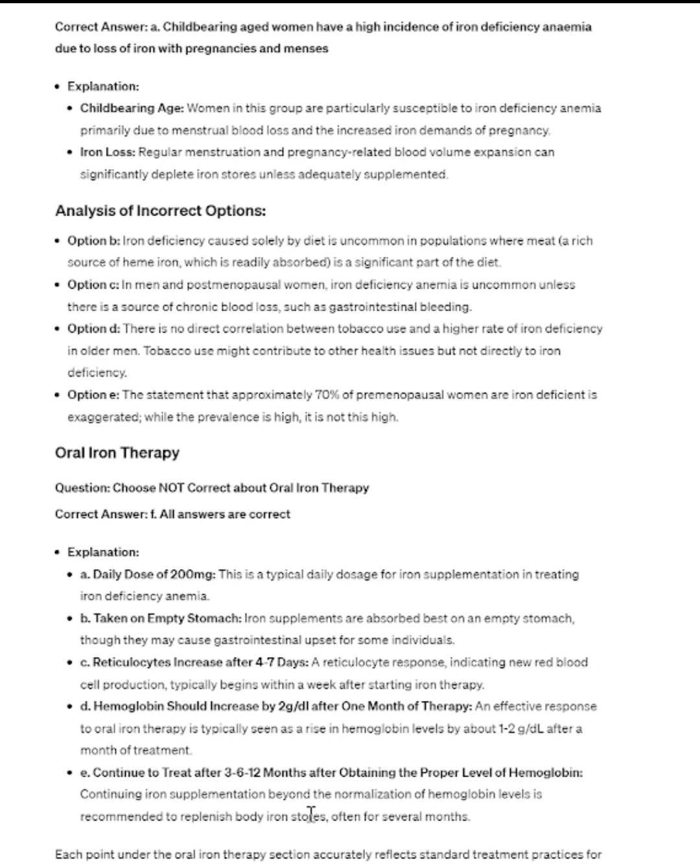D. Hemoglobin should increase by 2 grams per deciliter after 1 month of therapy. An effective response to oral iron therapy is typically seen as a rise in hemoglobin levels by about 1 to 2 grams after a month of treatment.